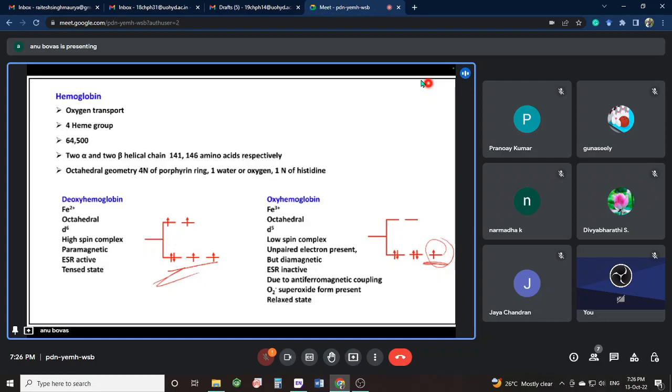And in both cases, oxygen is attached in the O2 minus superoxide form, and the oxygenated state is called the relaxed state, and deoxyhemoglobin is called the tensed state. Okay, if this much is clear, you can ask me. You can stop me and ask me.